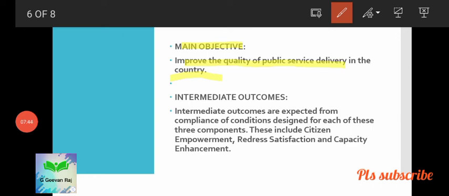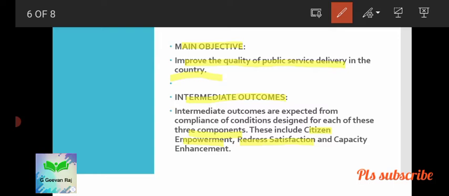Now let us see the intermediate outcomes of this framework. The intermediate outcomes are expected from compliance of conditions designed for each of these three components. These include the citizen empowerment. So one of the outcomes expected by the Sevattom model is the citizen empowerment. The citizen should be empowered. Redress satisfaction. The grievances of the citizens should be properly addressed and they should be satisfied. That is the second outcome.